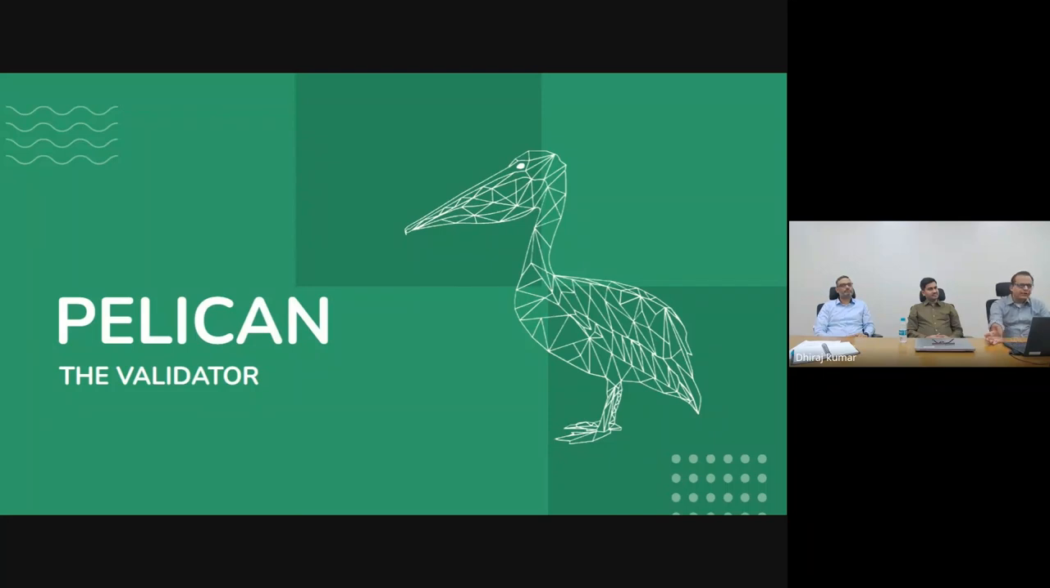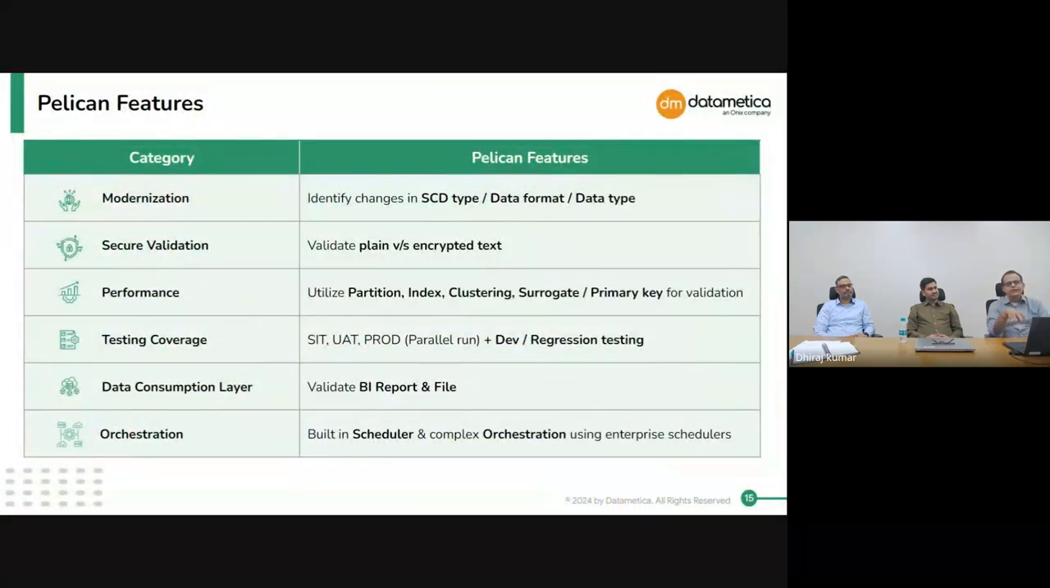Now, Deepak and Dheeraj talked about the different challenges and the different areas that we need to focus on. What we have done is we have taken those challenges and converted them into features of the product. We have a built-in AI engine which is able to handle the different data types and the different changes in the format of the data, and all of it is done automatically. There is no manual intervention. We have a robust framework where we are able to compare plain data from your enterprise data warehouse with your encrypted data from your cloud platform.